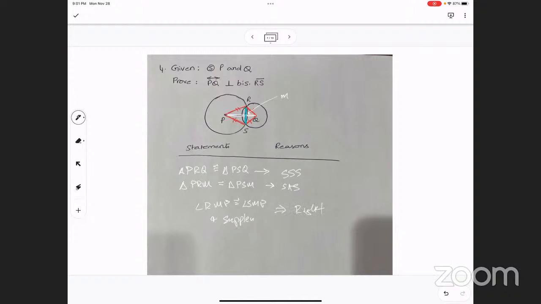And if they're right angles, then they're perpendicular. And well, not bisector necessarily, but this side RM is congruent to MS. So then it would make a perpendicular bisector. There you go. You got it.